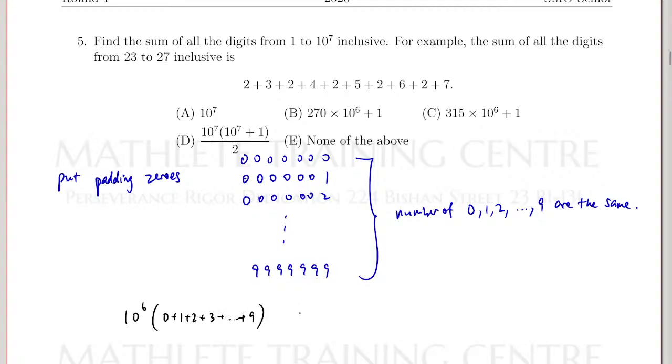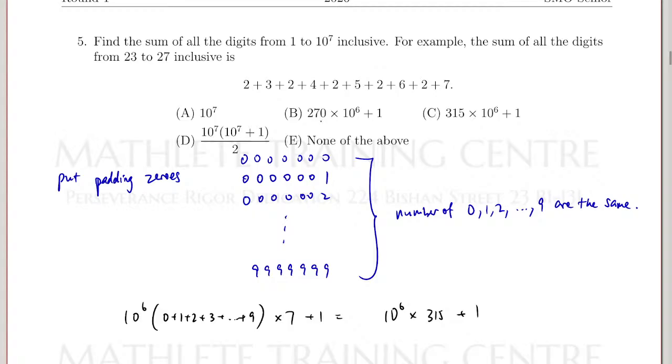And then we need to add 1 because we missed out this number. So the answer will be 10 to the power of 6. Oh wait, I forgot something. Sorry, I forgot to multiply by 7 because we have 7 columns. So actually this will be 10 to the power of 6 times 45 times 7, which gives you 315 followed by the zeros. And then we add 1 for the number at the back. So that is the answer.